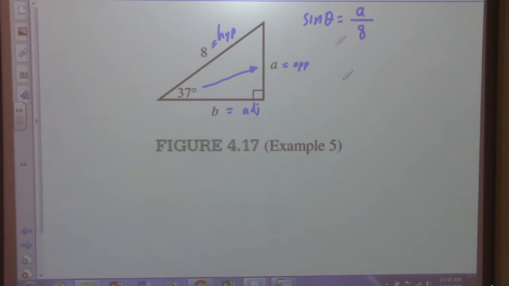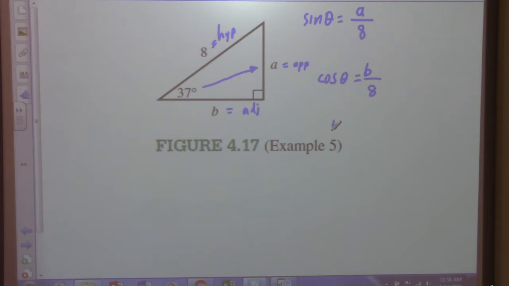Okay? Some old hippie: sine is opposite over hypotenuse. Okay, Justin, did you say that? Yeah. Caught another hippie, okay. So what's cosine going to be? Adjacent over hypotenuse, B over 8, right? Okay.